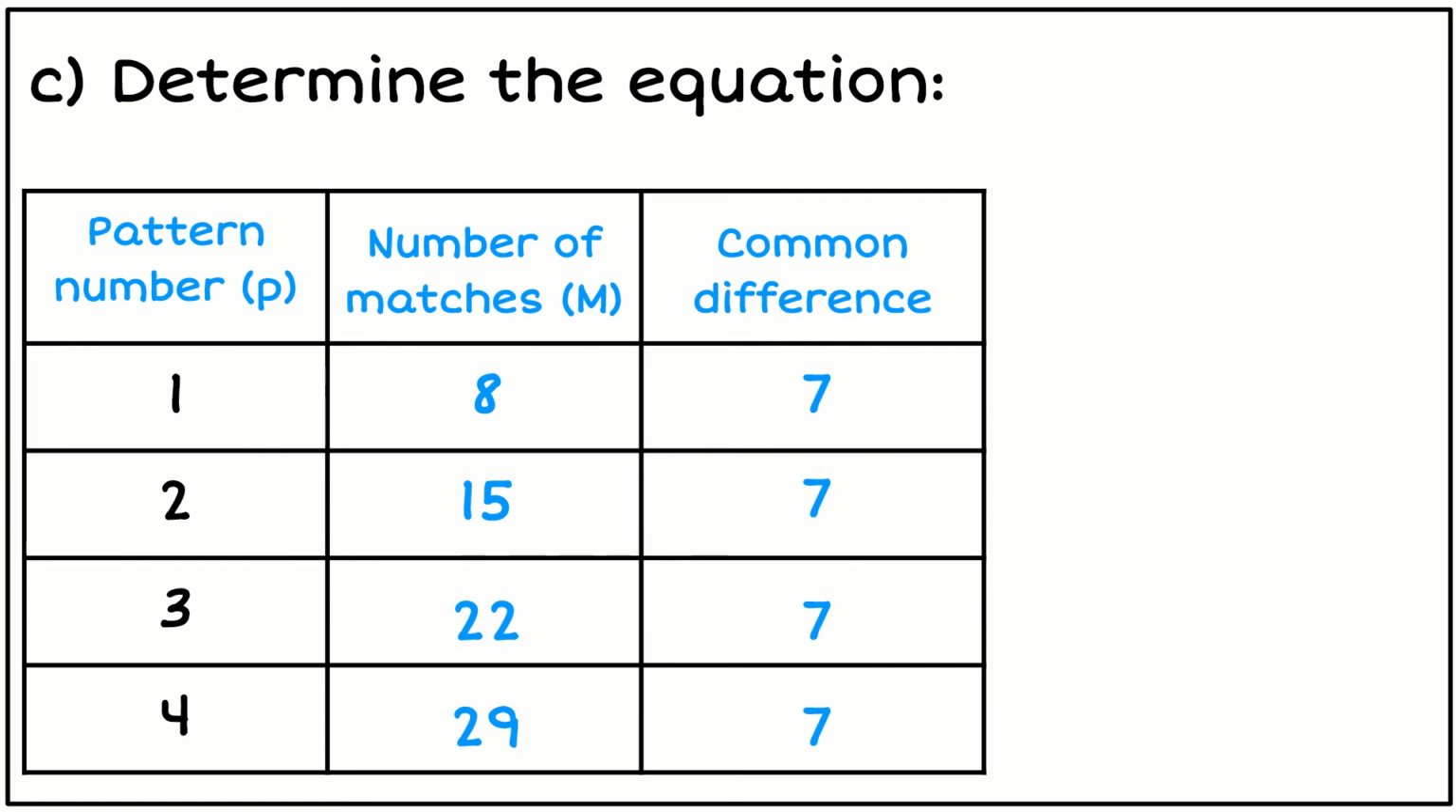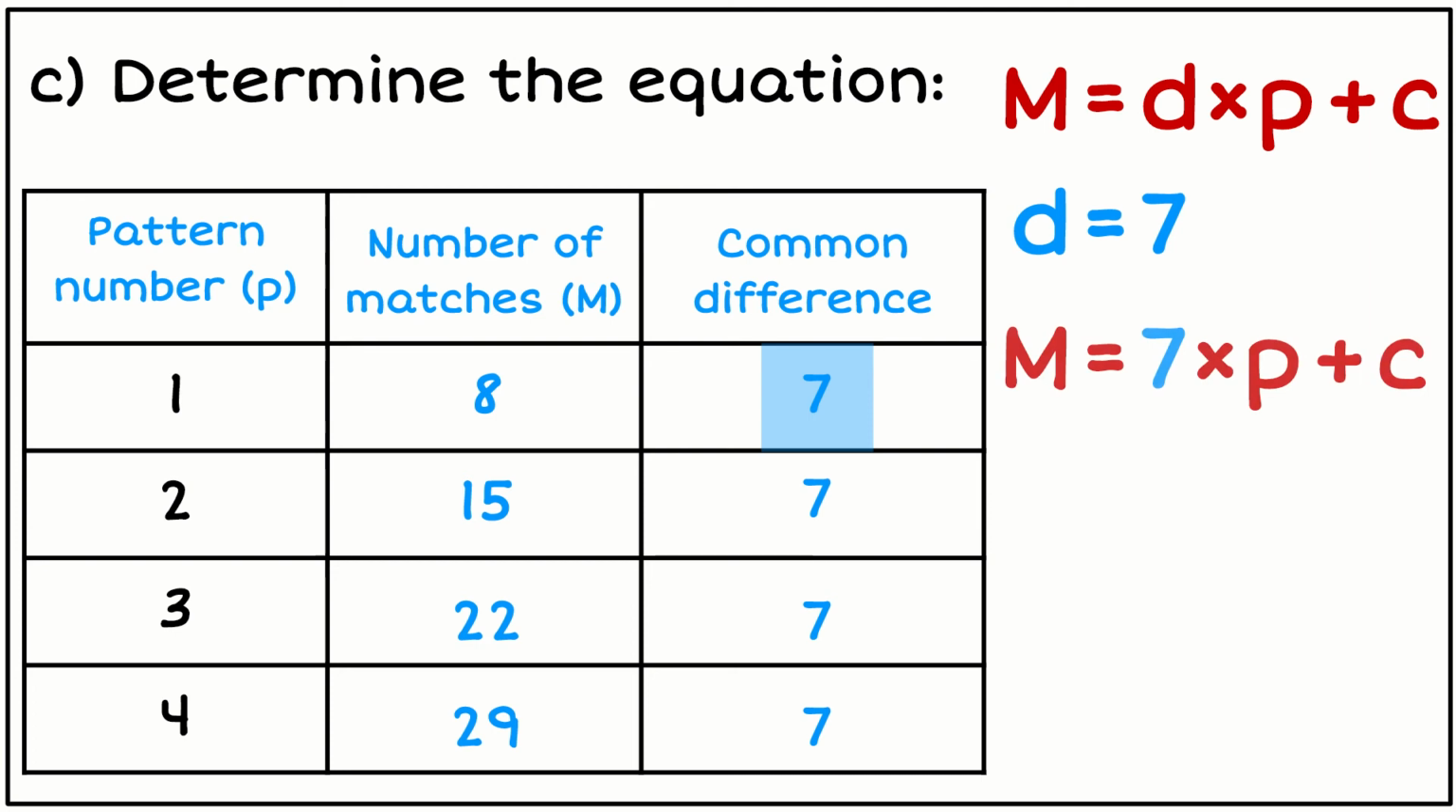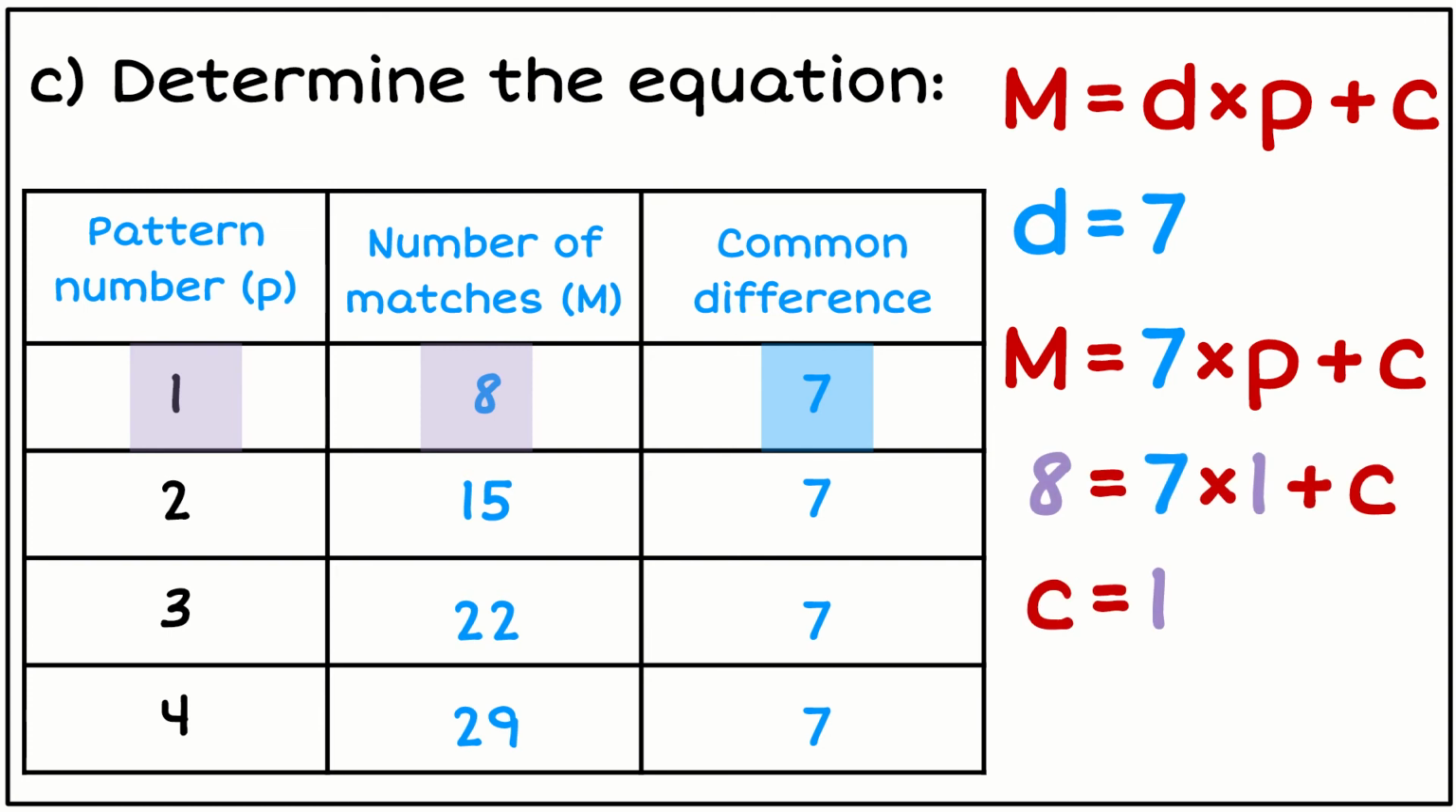Now that we've got the table, we can find the equation. Start with the general equation, and notice I've used the capital letter M for the number of matches and P for the number of patterns, because those are the variables used in the table. Start with our common difference, that's D, so we can substitute that into the equation. Now we need to substitute in one row of the table as well to find the constant. Let's use the number of matches as 8 and the pattern number as 1. Substitute that in, rearrange, and that gives us a C value of 1.